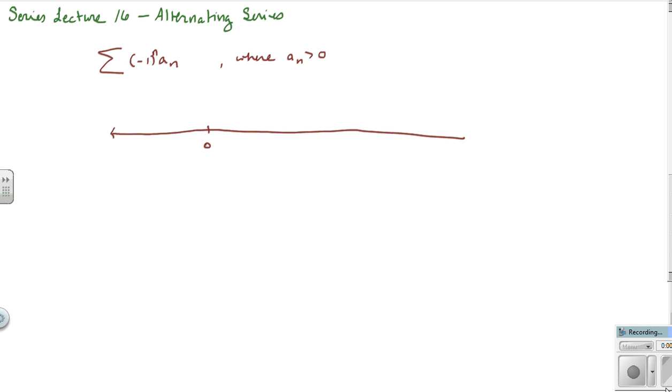Hello, so we're on to lecture 16 on series, and we're going to be talking about alternating series and the alternating series test in this lecture. First off, what is an alternating series? It's going to be a series whose terms go back and forth between being positive and negative.